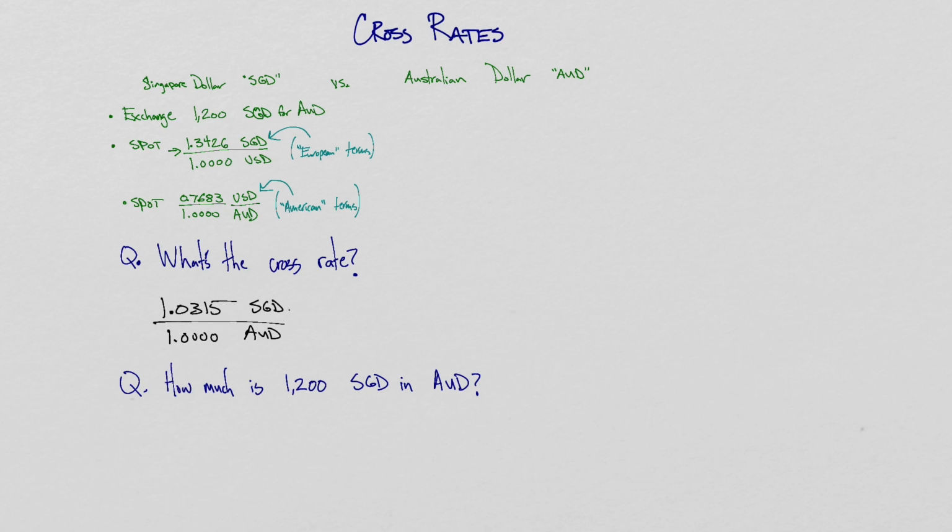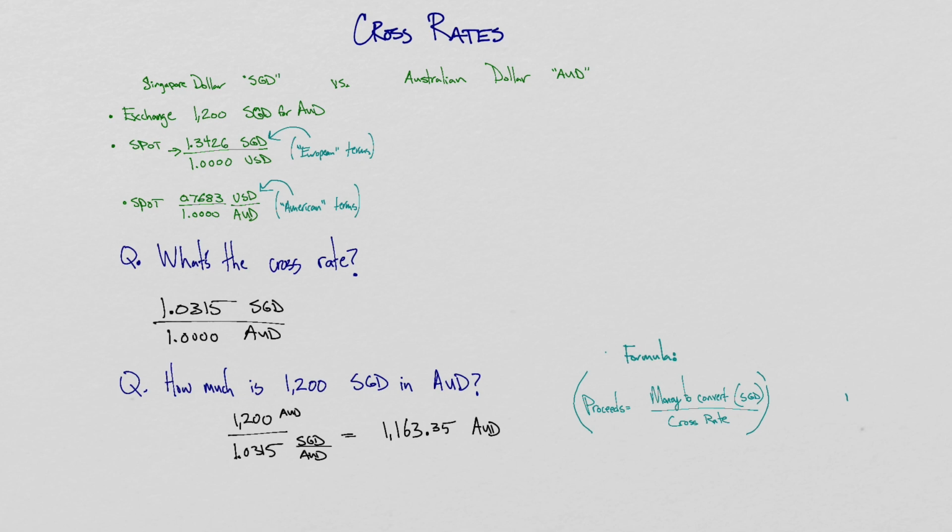Since one Singapore dollar is larger in value than a single Australian dollar, I know if I'm going to go from one Singapore dollar to Australian dollars, this number should also be smaller. To make that happen, I'm going to divide by that exchange rate of 1.0315 Singapore dollars to the Australian one. And that gives me 1,163 Australian dollars. 1,200 Singapore dollars is worth a little bit less in numerical value, 1,163 Australian dollars.